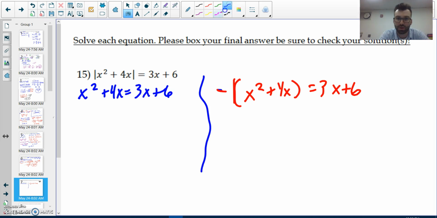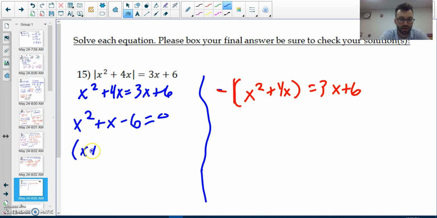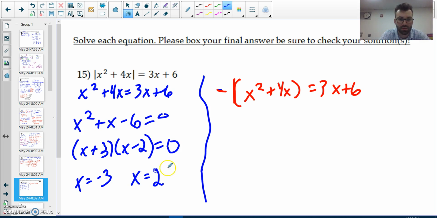So I have x squared plus 4x equals 3x plus 6. I'm going to move everything to one side so I can factor. Minus the 3x, I get plus x, and subtract the 6, equals 0. Two numbers that multiply to negative 6 and add to 1: x plus 3, x minus 2 equals 0. So x equals negative 3 and x equals 2.